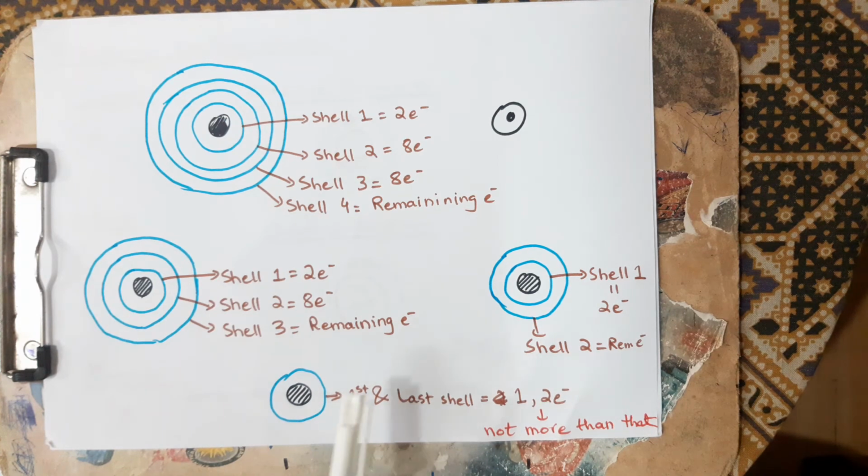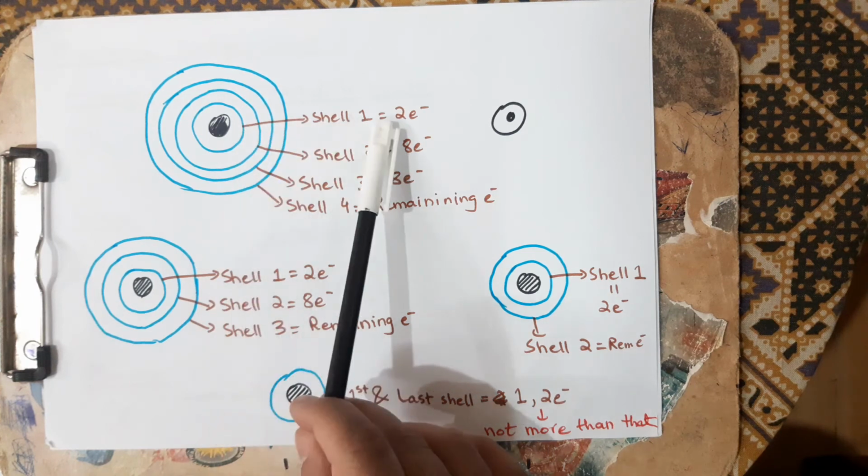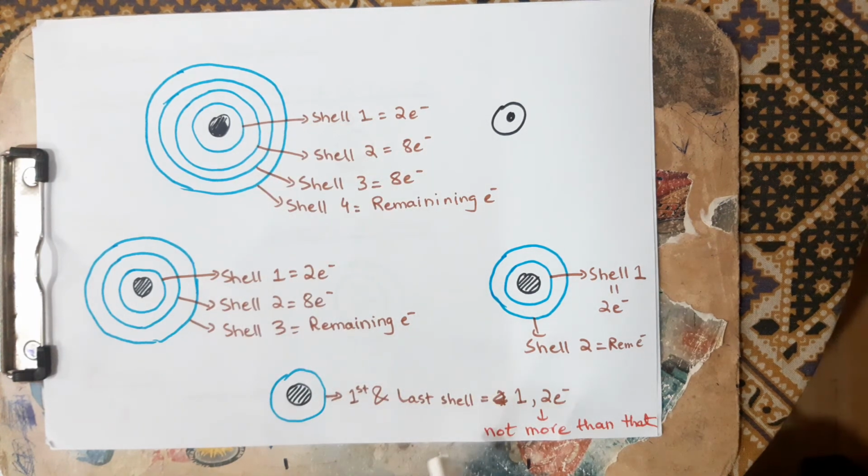In this case, it only has one shell, which is the first and the valence shell, the first and the last shell. So what you have to do, I told you that in the first shell you can only contain 2 electrons, not more than 2 electrons. So there can be only 1 or 2 electrons, not more than that. If there are more than 2 electrons, then you have to draw another shell.